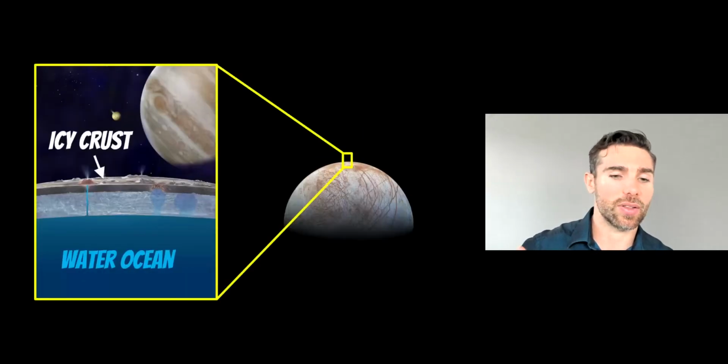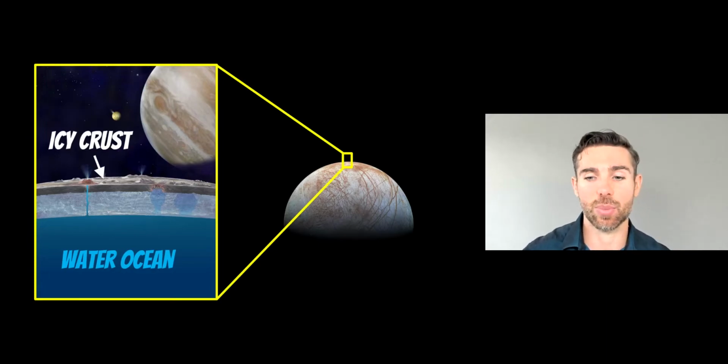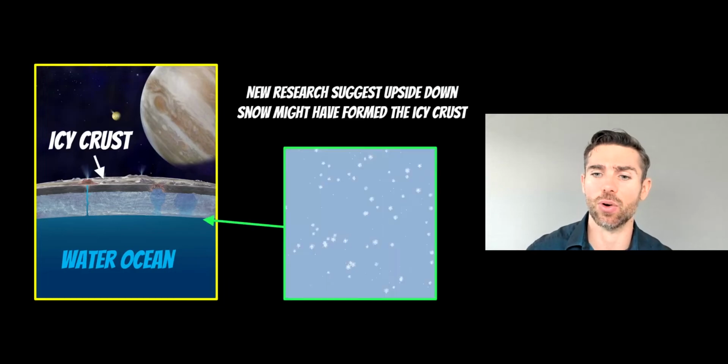So just an illustration really of what this might look like. So we have this frozen icy crust. There are some plumes that come out, and you have a water ocean underneath, which are thought to be heated by thermal vents down below. So you've got this water ocean underneath, which is possibly the right sort of temperature to support life, and you have this icy crust. But how does that icy crust actually form?